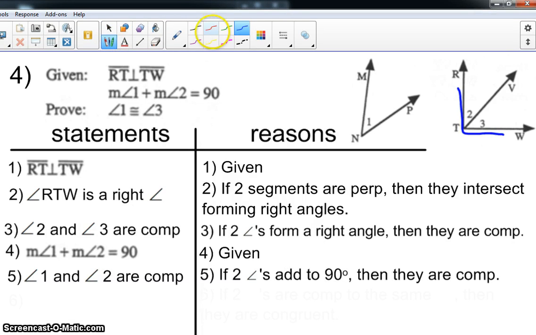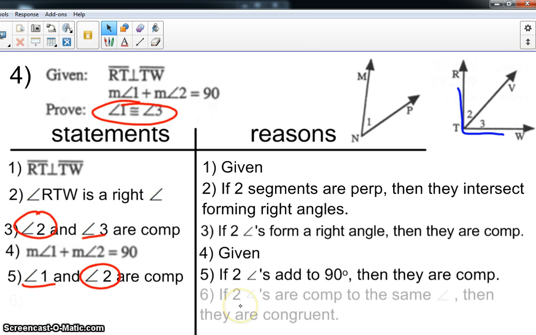And now looking at what I want to prove, angles 1 and 3 are congruent. I have angles 1 and 3 mentioned here, and they are both complementary to angle 2. So if two angles are complementary to the same angle, then they are congruent. So I can say angles 1 and 3 are congruent.